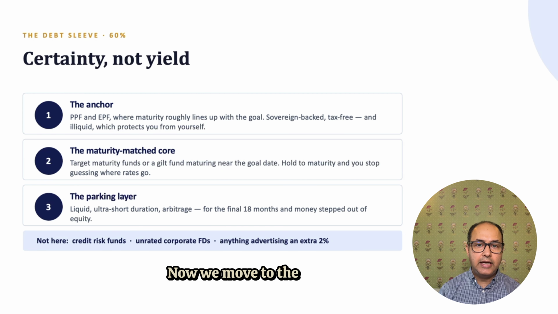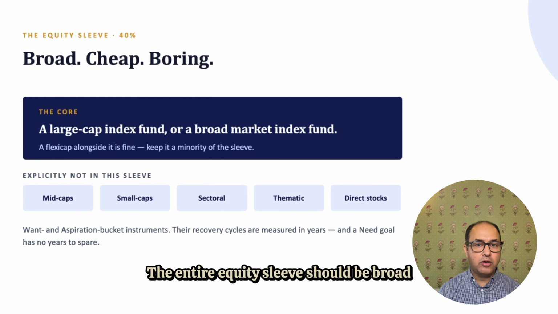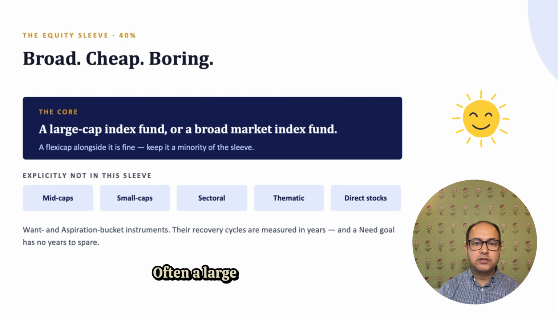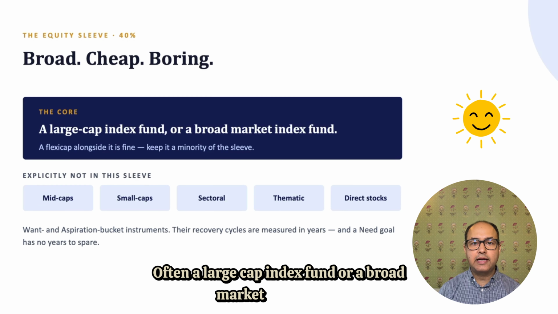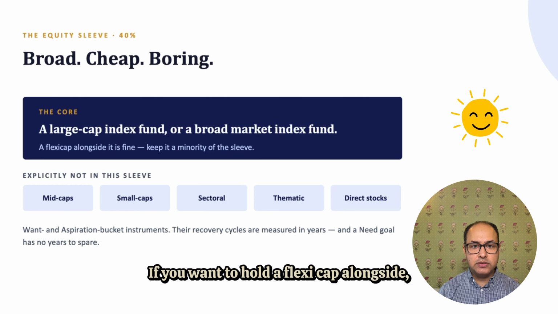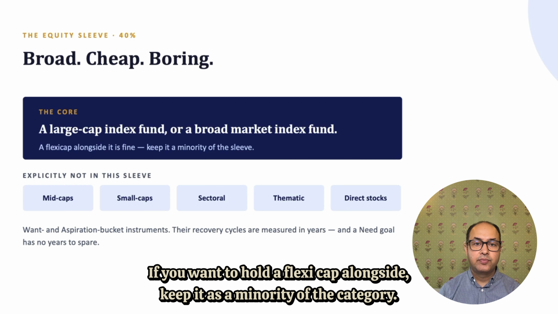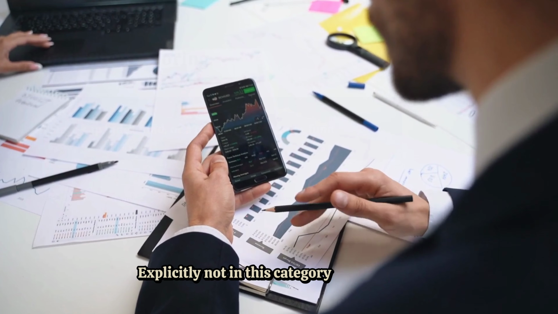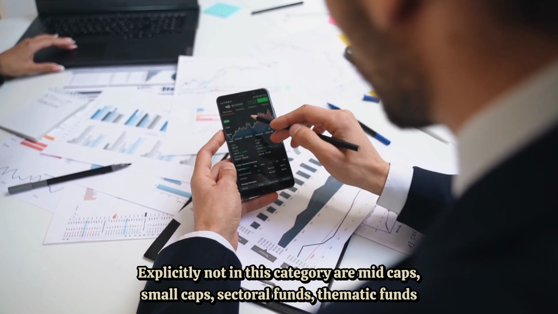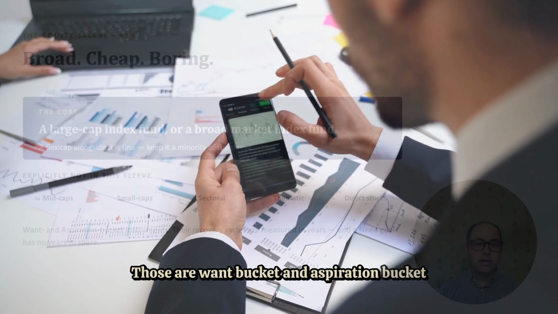Now we move to the equity sleeve. The entire equity sleeve should be broad market and a kind of boring category, often a large cap index fund or a broad market index fund. That's the core. If you want to hold a flexi cap alongside, keep it as a minority of the category. Explicitly not in this category are mid cap, small cap, sectoral funds, thematic funds, and direct stocks. Those are want bucket and aspiration bucket instruments.